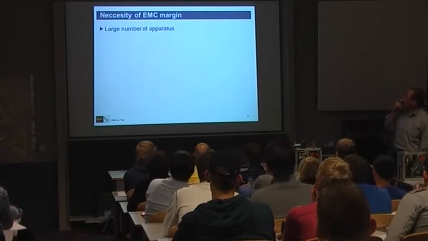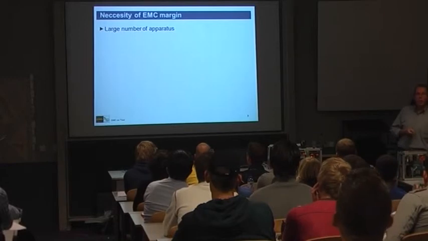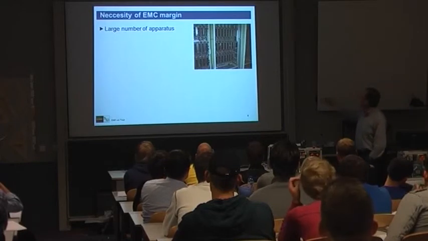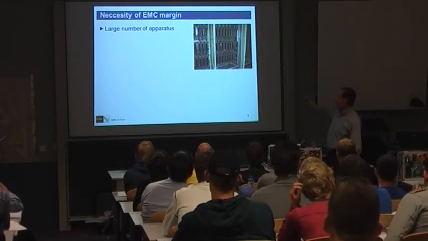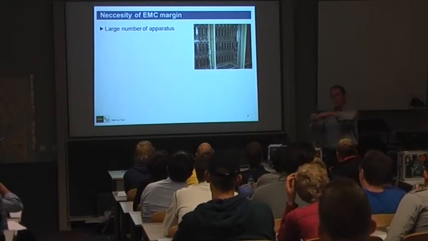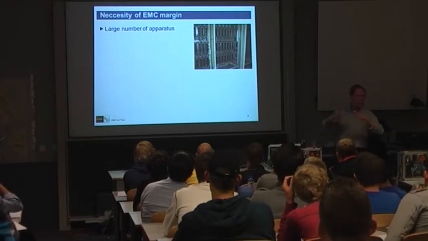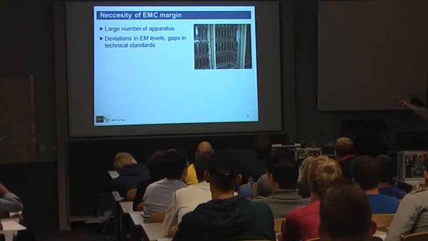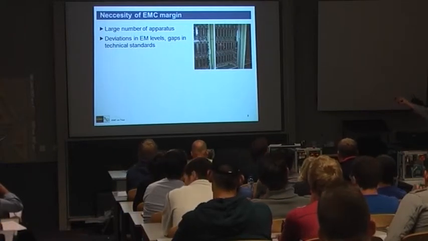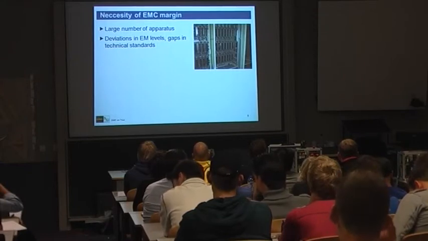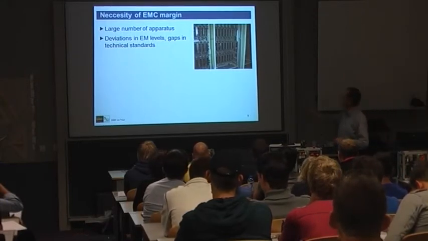Well, a few words on the necessity of the margin. We may have lots of equipment in the same installation. So, for instance, these variable speed drives. These are motor controllers in a beer brewery. You've got all the belts with all the bottles, lots of motors, and they are controlled by these variable speed drives. So lots of them. And each has a certain emission level, and of course some 80 of the drives will have more emission than this one. So that's why you need some margin.